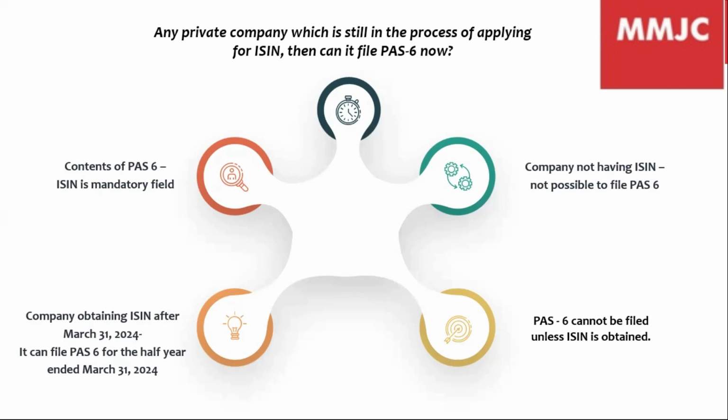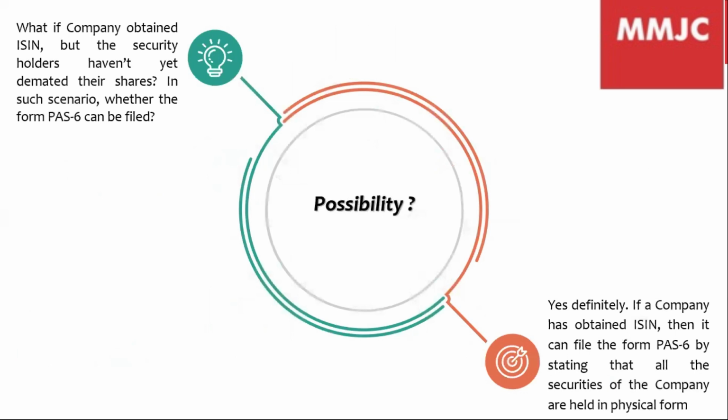Okay. And what if a company has obtained ISIN, but all its security holders have not dematerialized the securities? Then in such a case, can the company file Form PAS-6? Yes, definitely. If such a company has obtained ISIN, then it can file Form PAS-6 by stating that all the securities of the company are held in physical form.